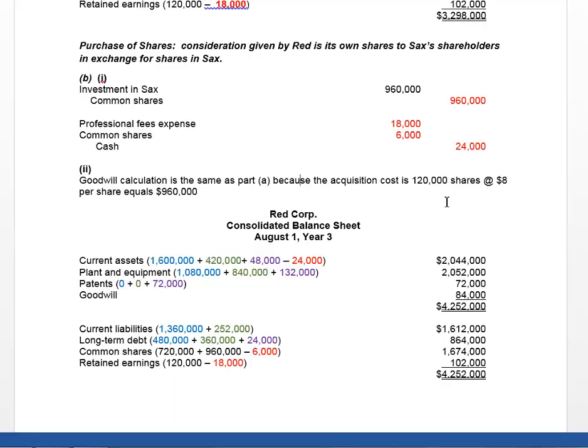So now, in Part 2 of Part B, in order to do that balance sheet, we don't have to redo the calculation of goodwill. It's the same as it was in Part A, and we know that goodwill was $84,000, so we're not going to redo that. But we do, in this case, have to complete the consolidated balance sheet by noting a few things.